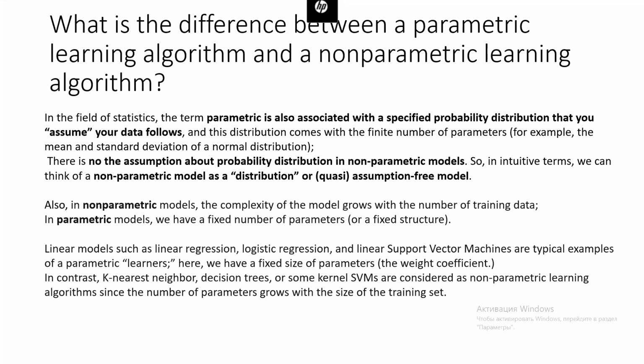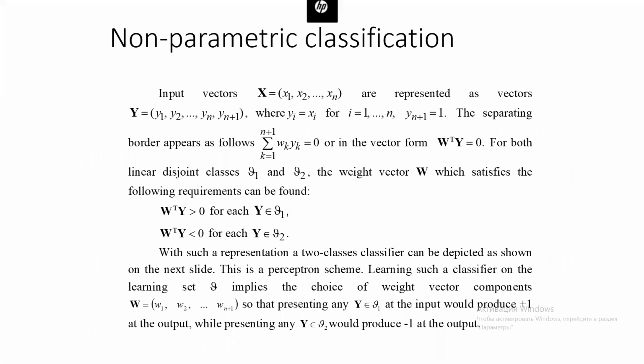It also means that we are working with a non-parametric model. But I want you to fix in your memory the main idea: in parametric learning algorithms, we make some assumptions about the distribution of the data set and its parameters. In non-parametric, we just deal with the data without any assumptions about distribution. Let's start with the perceptron algorithm.